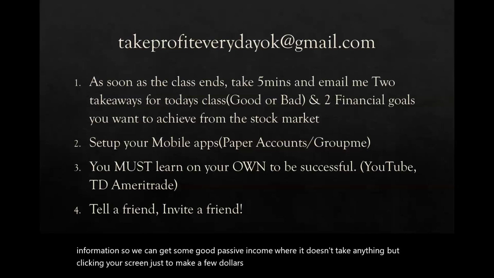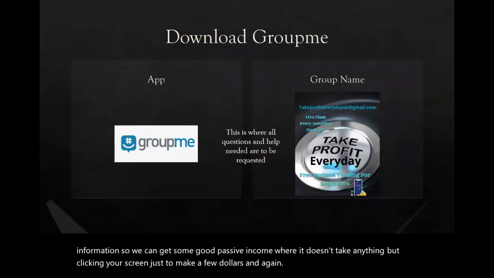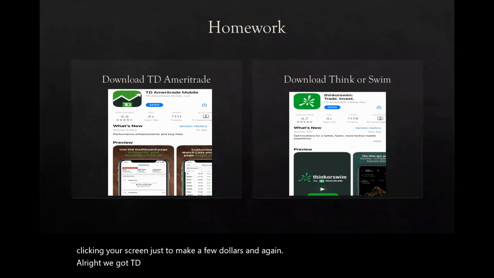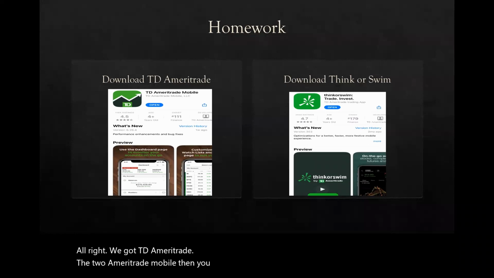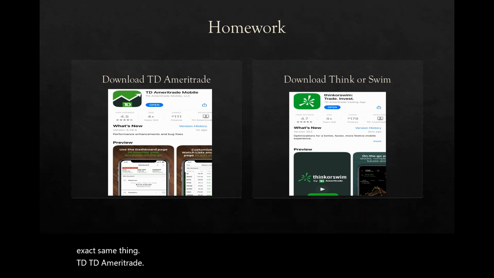And again, can you go back to the app slide real quick? Because I forgot the name of the apps again. All right, we got TD Ameritrade, TD Ameritrade Mobile, then your Thinkorswim. Now, again, these two apps are the exact same thing. TD Ameritrade, Thinkorswim, they will have the same information. This is how I like to do it. You don't necessarily have to do it.